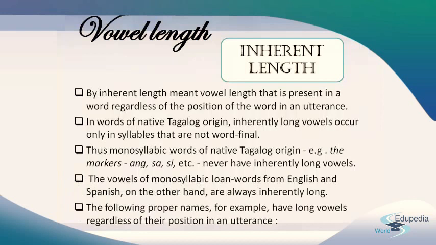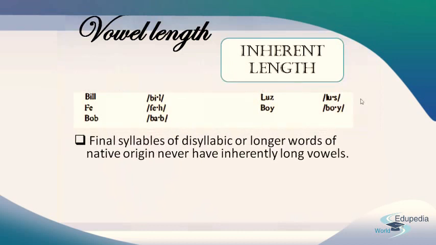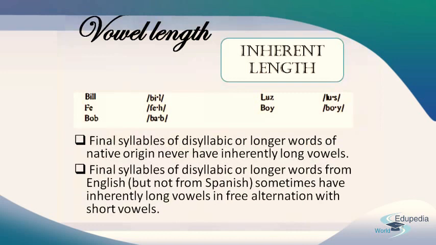The following proper names, for example, have long vowels regardless of their position in an utterance. We have here, for example, Bill, Fe, Bob, Luz, and Boy. Final syllables of two-syllable or longer words of native origin never have inherently long vowels. Final syllables of two-syllable or longer words from English, but not from Spanish, sometimes have inherently long vowels in free alternation with short vowels.